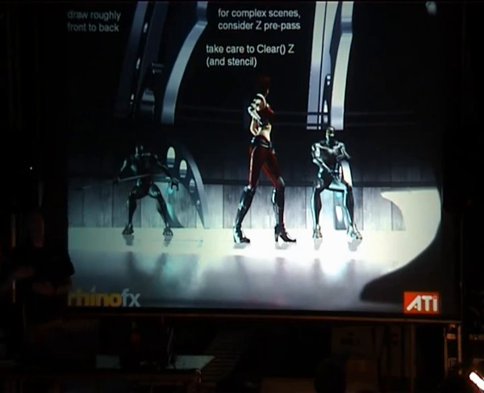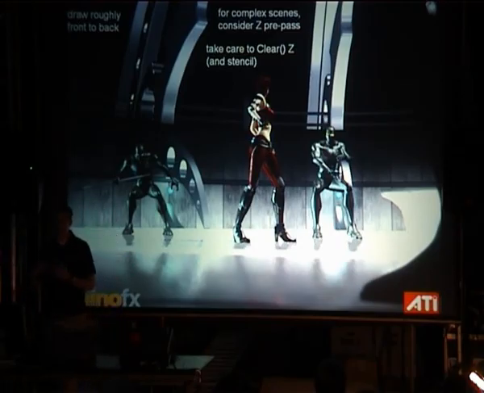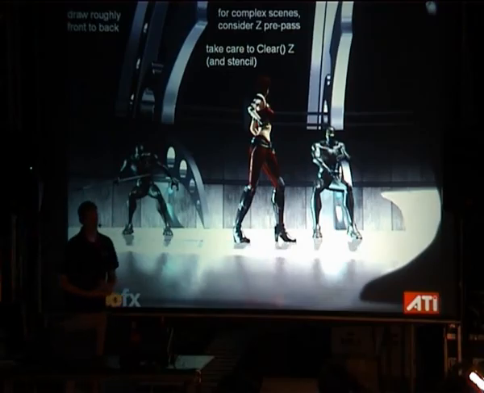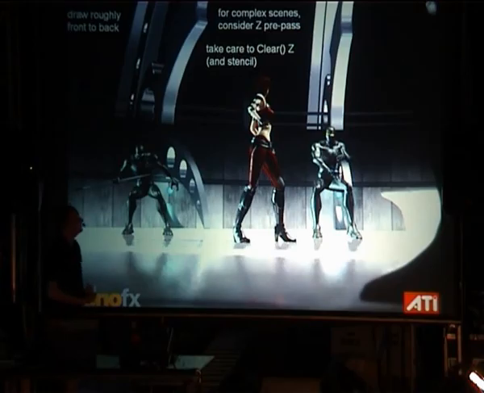So roughly draw front to back. Back to front is bad for us. Front to back is obviously better. For complex scenes, for really, really complex scenes, not like an overdraw of 2 or 3, but if you have a very high overdraw, consider Z pre-pass. And always take care to clear Z and stencil.